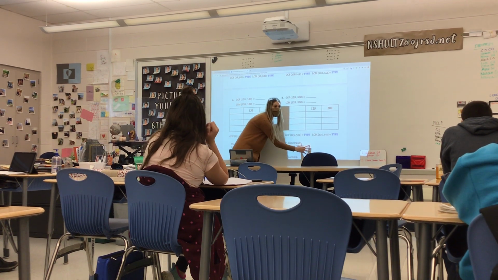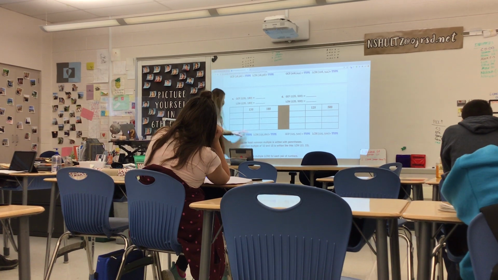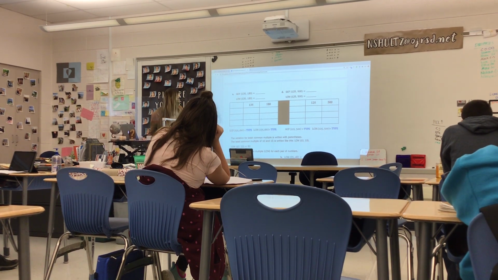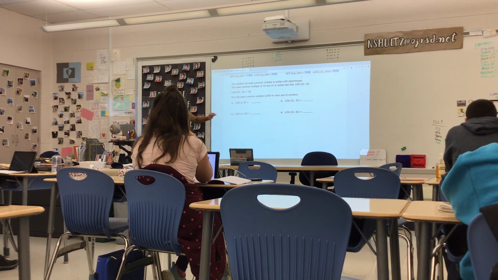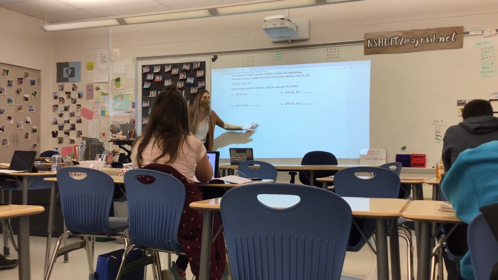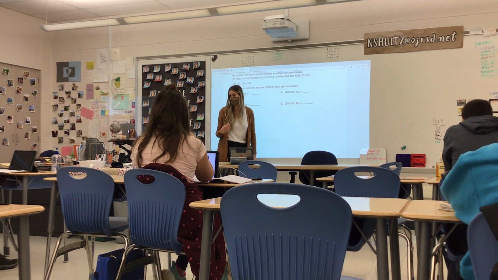If you need more, extend your chart down. These are much bigger than before, okay? Extend your chart down if you need to. And then they're asking you just for LCM, but they're not giving you any grids. You'll have to make your own grids below. If you're at home, you're going to make them in your composition book, okay?